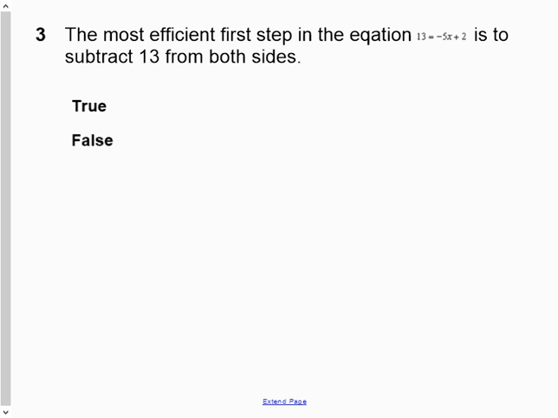Question 3, the most efficient first step in the equation 13 minus 5x plus 2 is to subtract 13 from both sides. The answer is false. The most efficient way is to subtract 2 from both sides because your constant is on the right-hand side. It doesn't always have to be on the left. Some people think that whatever number is on the left is what you have to get rid of, but that's not true. Whatever side your variable is on is what you want to get rid of the constant for. So in this case, you would have this, and then you would isolate it from that part forward. But it's not to subtract 13 from both sides.